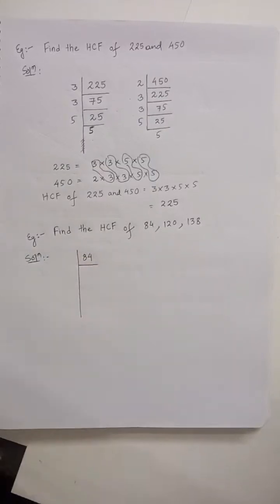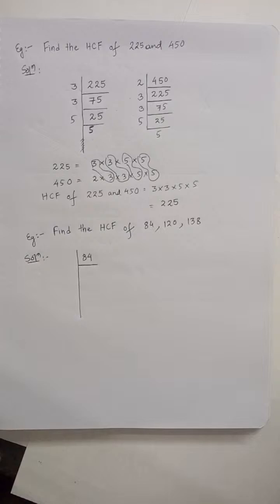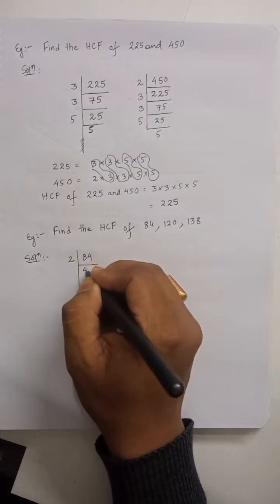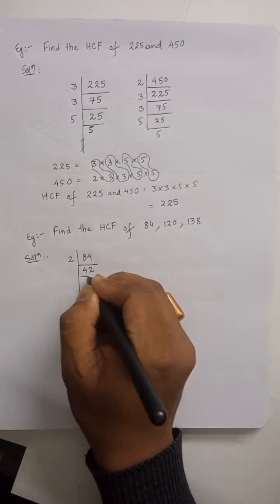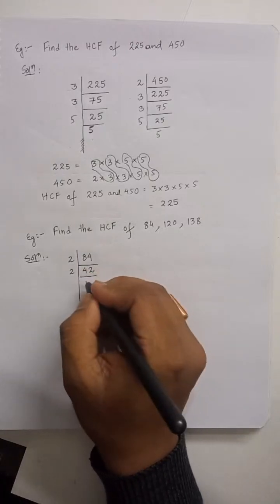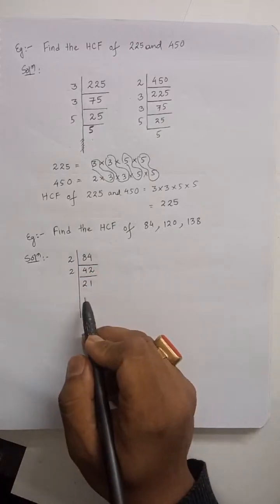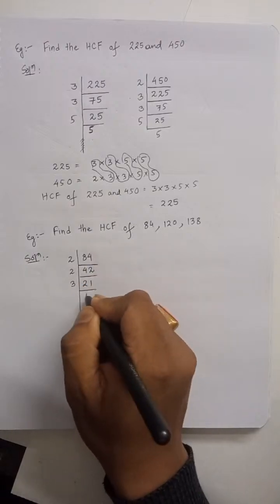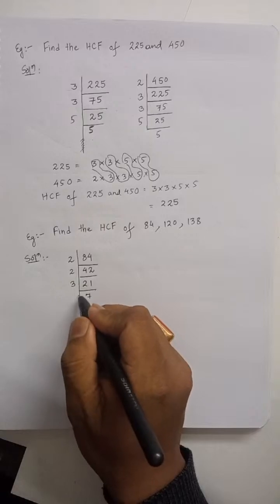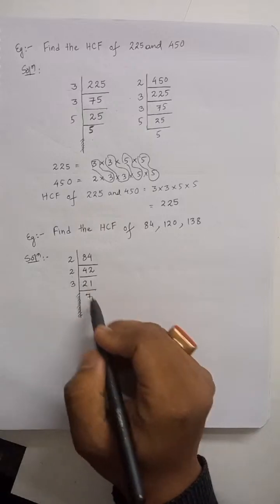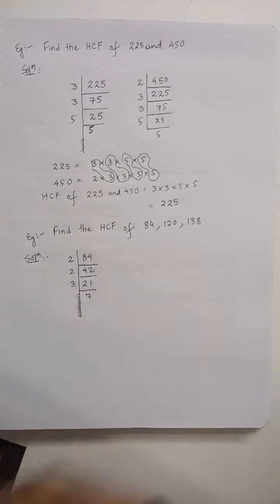Okay, so this is very much divisible by 2. 2 is the smallest prime number. So 84 divided by 2 is how much? 42. 42 is again divisible by 2. So 42 divided by 2 is 21. 21 is no longer divisible by 2, so I have to divide it by 3 and 7. So I can cut this part. So these are the prime factors of 84.